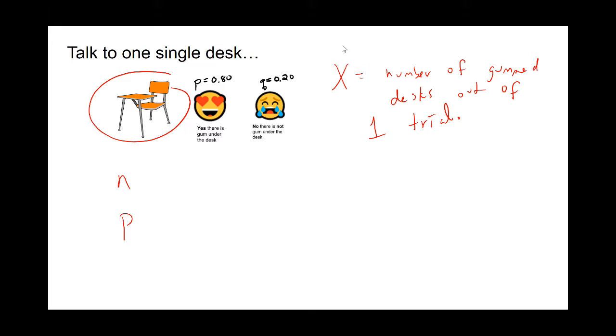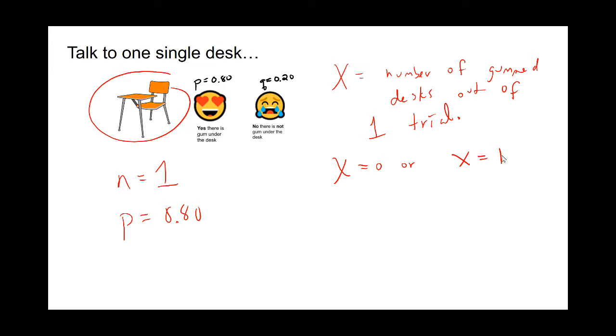So consider, in this problem, what are n and p? So n equals the number of trials, which is 1, and p is the probability of success on each trial, which is 0.8 or 80%. Also consider what values the random variable x can actually take on. In other words, we could walk up to this desk right now and see gum or no gum. So x could equal 0, or x could equal 1.